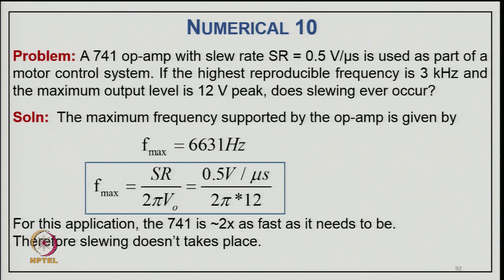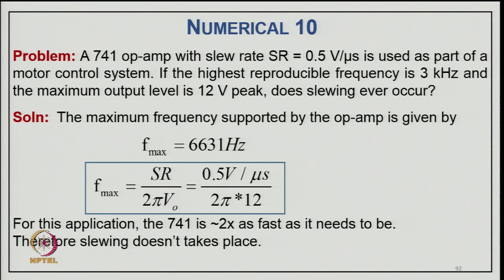So, now coming to numerical problem 10: a 741 operational amplifier with a slew rate of 0.5 volt per microsecond is used as a part of a motor control system. If the highest reproducible frequency is 3 kilohertz and the maximum output voltage is 12 volt peak, does slewing error occur?